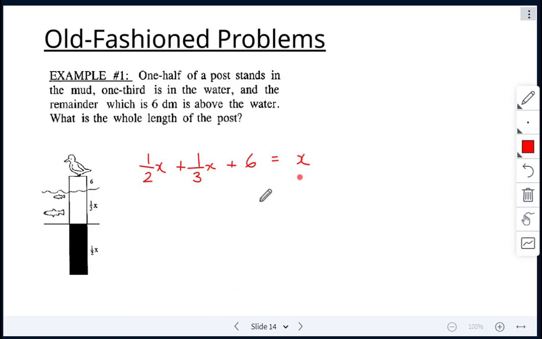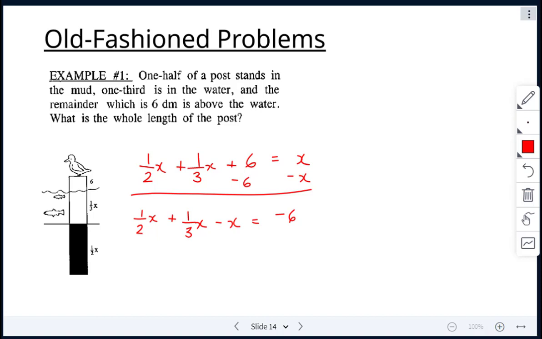All right, so next we can bring the x over to this side so that we can collect like terms, and we can subtract the 6 over to this side. So we'll just show that in one step here. I'm going to subtract the 6 and I'm going to subtract the x on that side. So we end up with half x plus 1/3 x minus x is equal to -6.